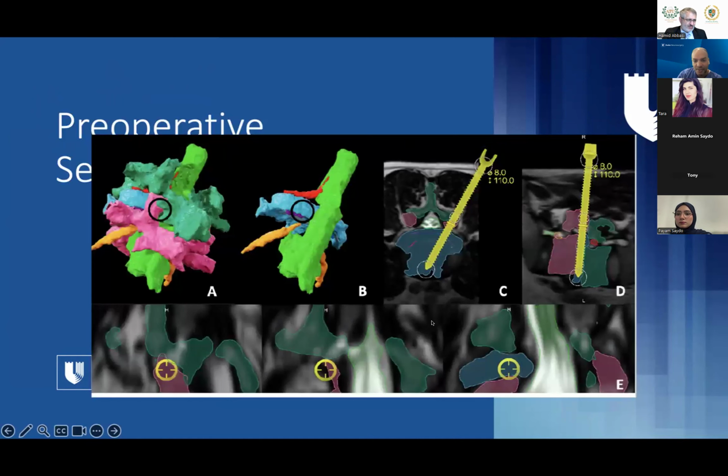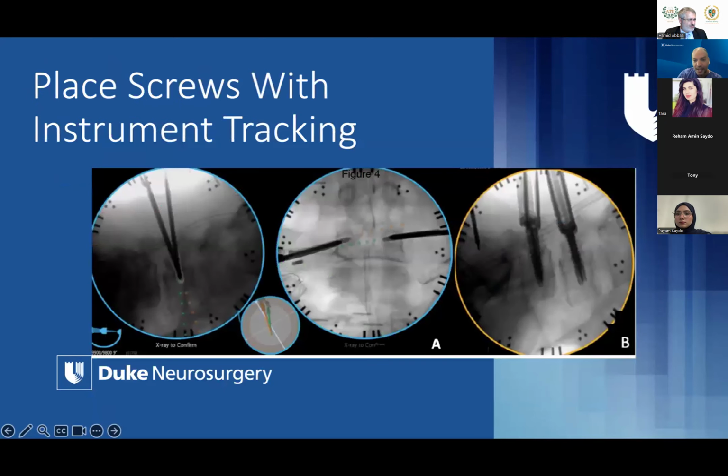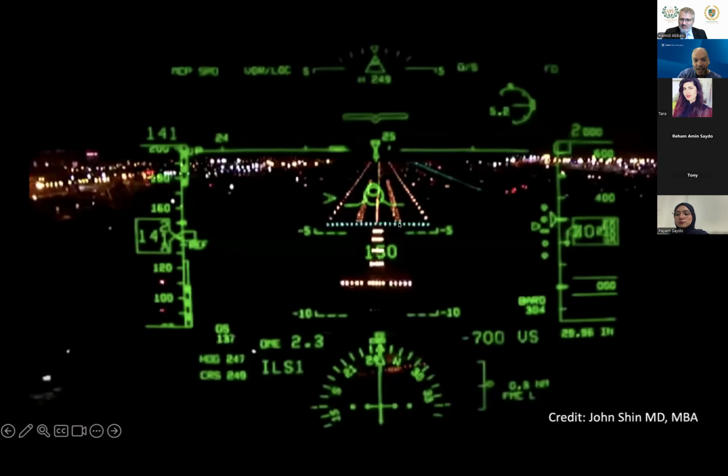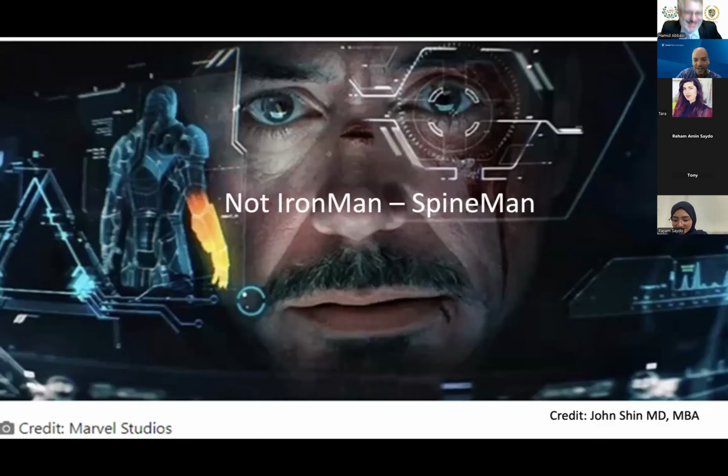So what we did is we used our preoperative software. We make a trajectory to avoid the traversing and exiting nerve root. We put in the screws using software that we've looked at to decrease the radiation. And then it's my standard operating procedure after putting in screws to get a CT scan to make sure all the screws are good. So we got a CT scan, and then we merge it with the preoperative MRI, and then we can look at our trajectory. And now we're overlaying the MRI onto the operative field. Kind of like Iron Man, but now we're Spine Man.